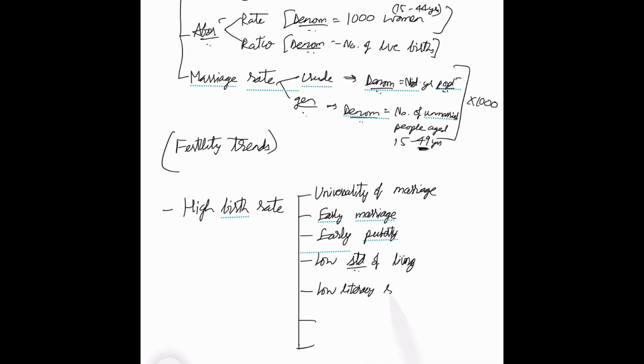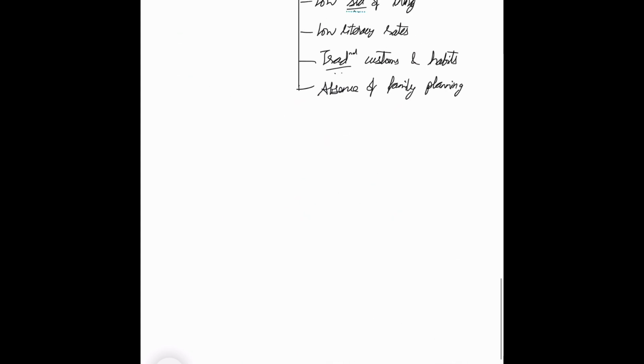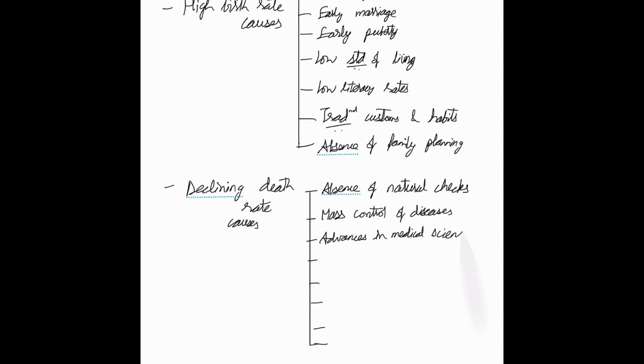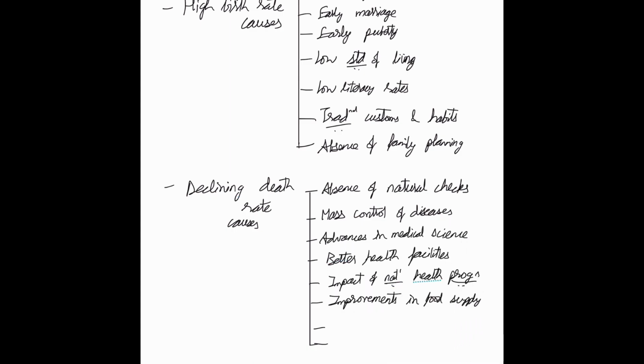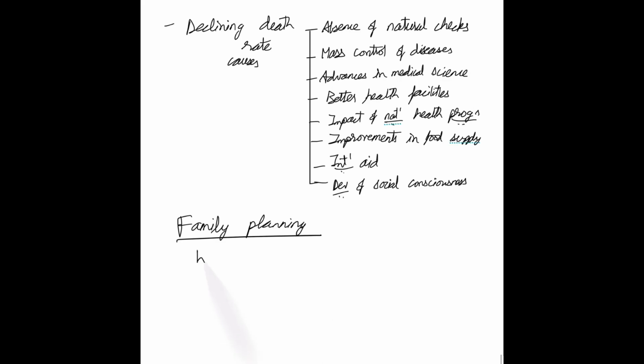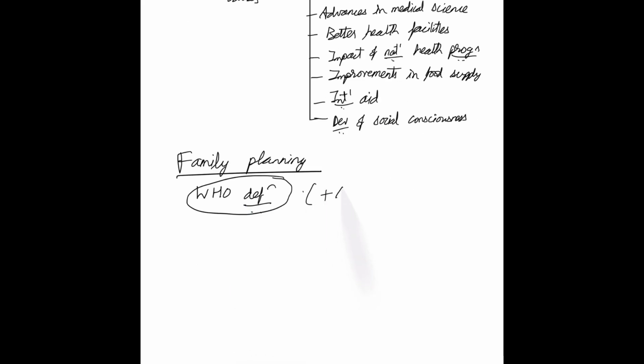We then examine the causes of high birth rate in India. Firstly, we start with the universality of marriage, then early marriage, early puberty, low standard of living, low literacy rates, traditional customs and habits, and absence of family planning. We also examine why the death rate is declining. It's due to the absence of natural checks, mass control of diseases, advances in medical science and better healthcare facilities, impact of national health programs, improvements in food supply, international aid, and development of social consciousness.